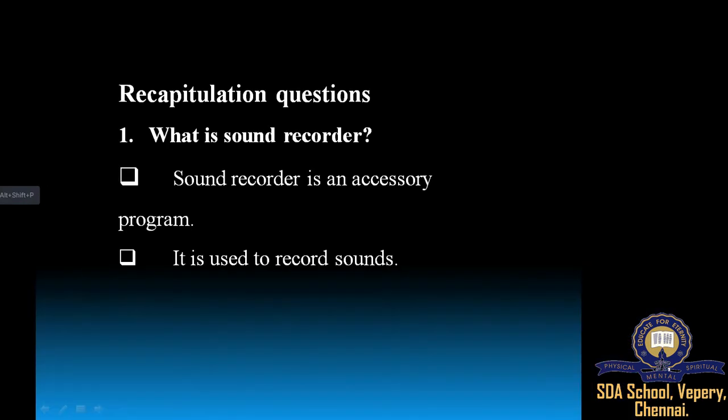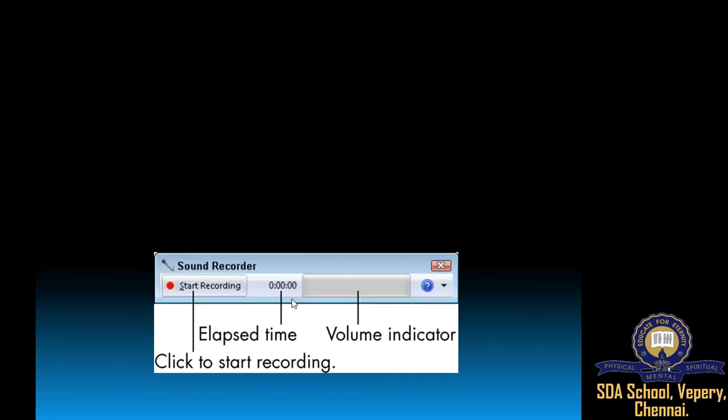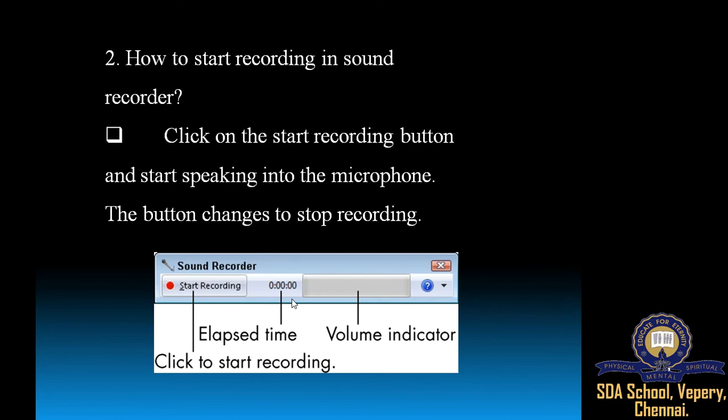Next we move on to the recapitulation questions. What is sound recorder? A sound recorder is an accessory program used to record sounds. The next question is, how to start recording in sound recorder? Click on the start recording button and start speaking into the microphone. Then the button changes to stop recording.